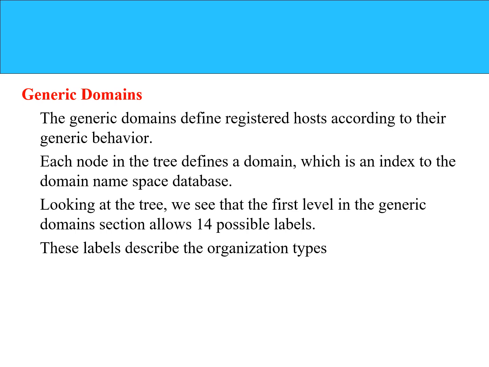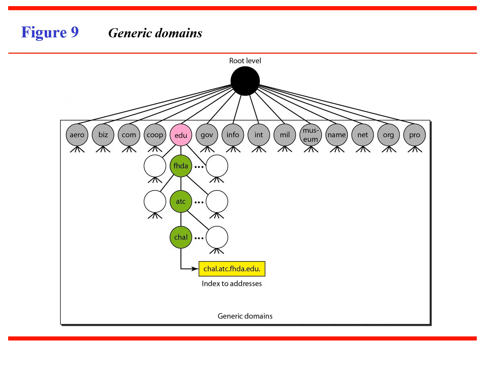Looking at the tree, we see that the first level in the generic domain section allows 14 possible labels. These labels describe the organization types. So coming to the generic domain, we have various types of URLs. It could be aero, biz, com, coop, edu, gov, info, int, mil, name, net, org, etc. These are the server addresses.